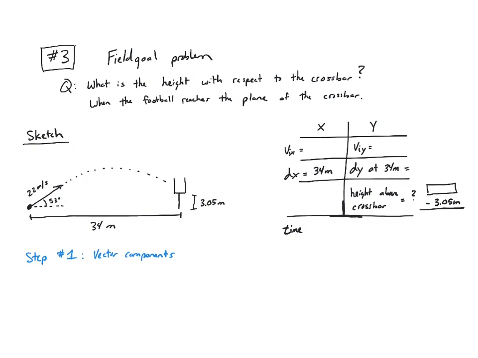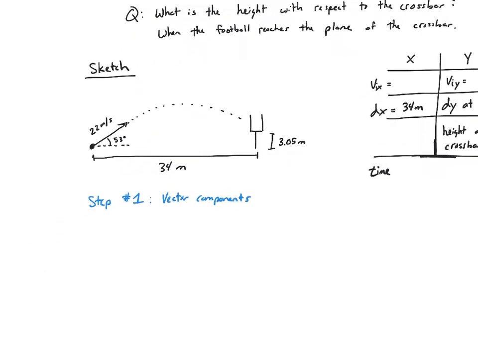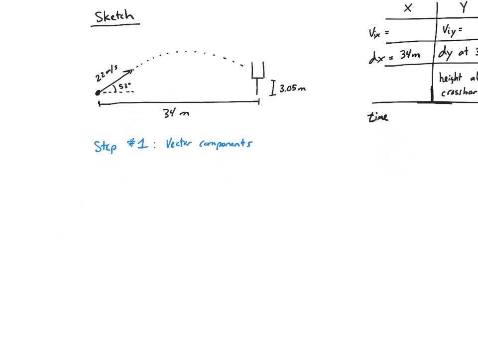For number 3, which is a field goal type problem, we're going to analyze the question, and starting with our sketch, we know we have a football that's launched at a certain velocity and a certain angle, and it's going to give us how far that has traveled to get to the field goal. In this case, it was 34 meters. Our first step is always to go back to those vector components. So I'm going to use my sine and cosine to solve for the velocity in the x direction and the velocity in the y direction.